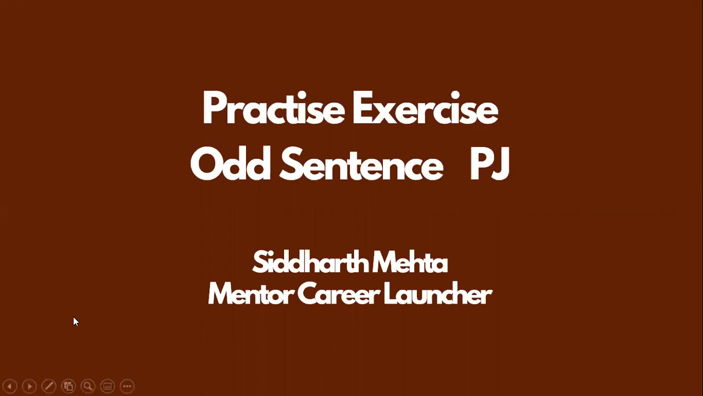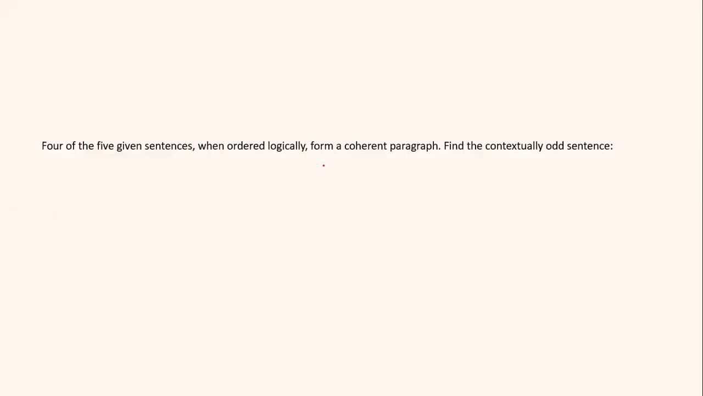Today we will be doing odd sentences parajumble. What does odd sentence parajumble mean? You would be given 4 or 5 sentences, and out of, say, 5 sentences, 4 will be part of a paragraph and the fifth one is not part of the paragraph. You have to identify the fifth one. All right, so that is odd sentence parajumble. For the 5 given sentences, when ordered logically, they form a coherent paragraph. Find a contextually odd sentence.